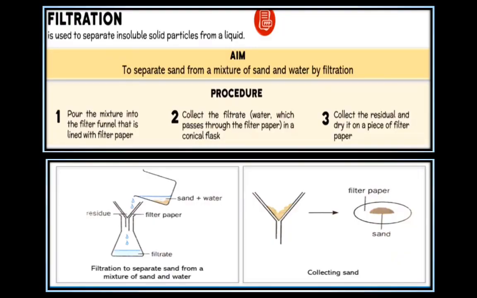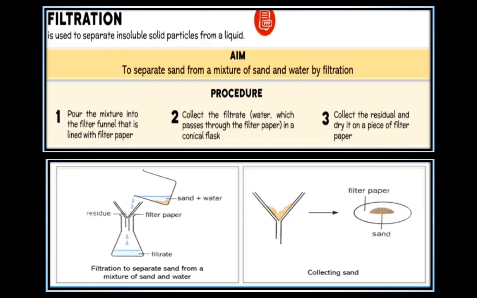Filtration. Filtration is used to separate insoluble solid particles from a liquid. The aim is to separate sand from a mixture of sand and water by filtration. The procedure is that firstly we pour the mixture into the filter funnel that is lined with filter paper. Collect the filtrate. Filtrate is the one which has all the way gone through the filter paper, which is right over here in the bottom.